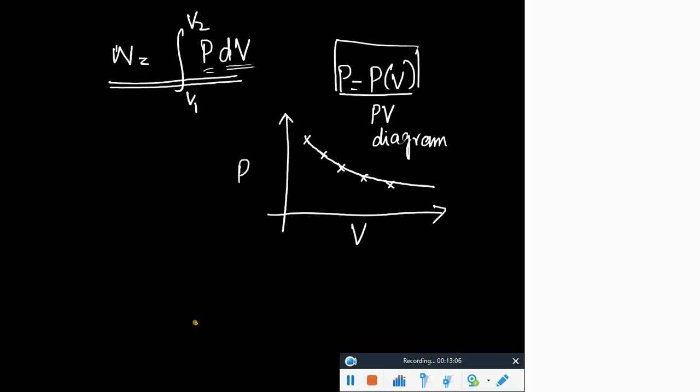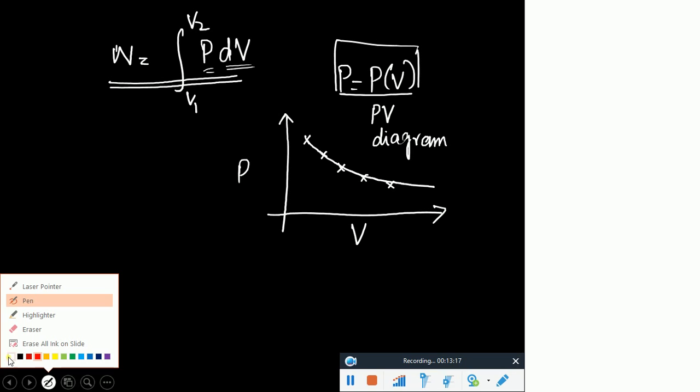So what I can see is, somehow or the other I come up with that curve. So if I ask you, if you want to find out work from that curve, how would you be able to do that?